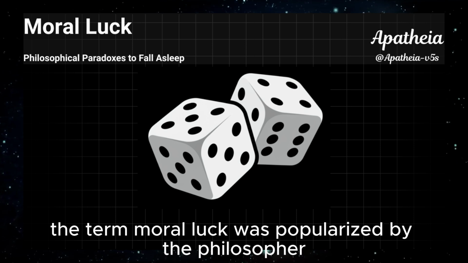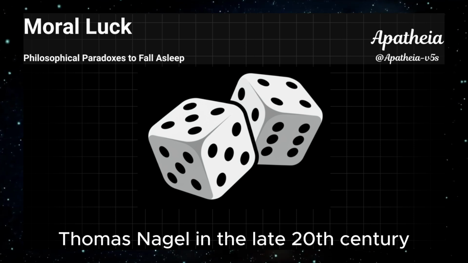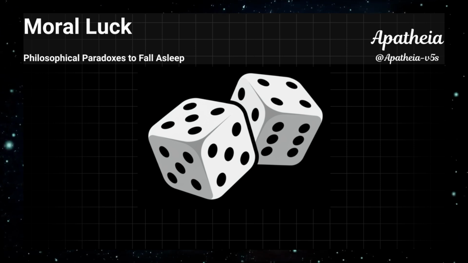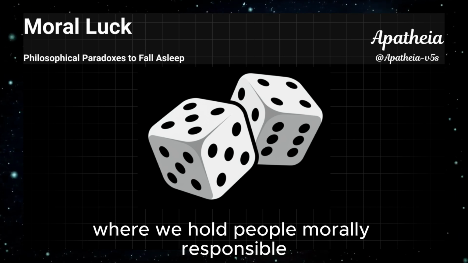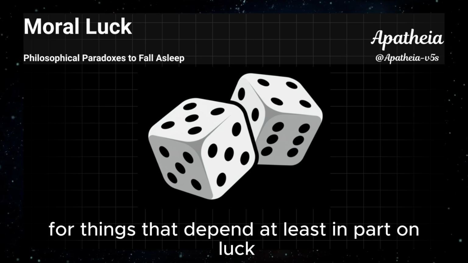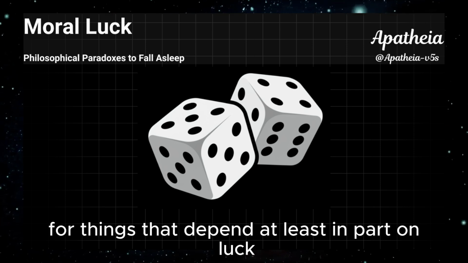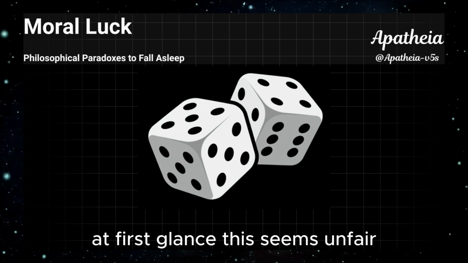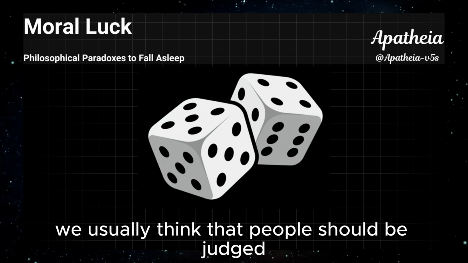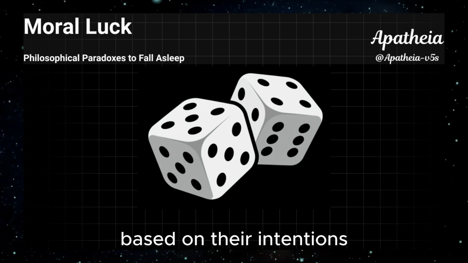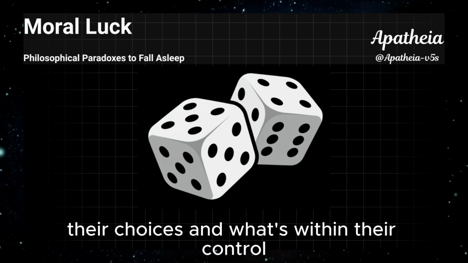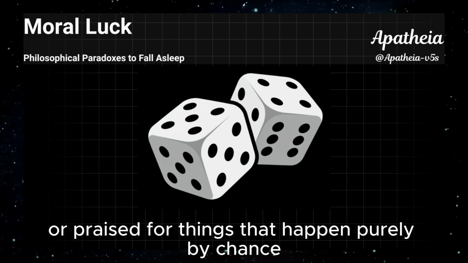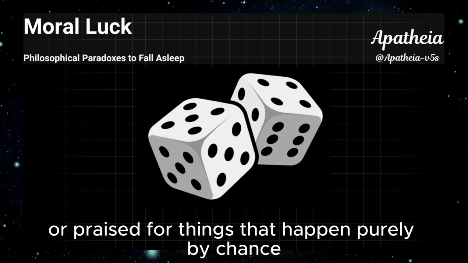This is the puzzle of moral luck. The term moral luck was popularized by the philosopher Thomas Nagel in the late 20th century, though the idea traces back centuries. It refers to situations where we hold people morally responsible for things that depend, at least in part, on luck, on outcomes they couldn't fully control. At first glance, this seems unfair. We usually think that people should be judged based on their intentions, their choices, and what's within their control. You shouldn't be blamed or praised for things that happen purely by chance, right?